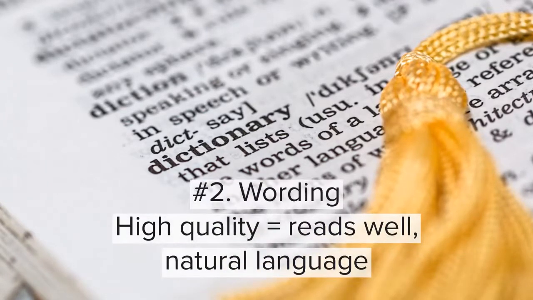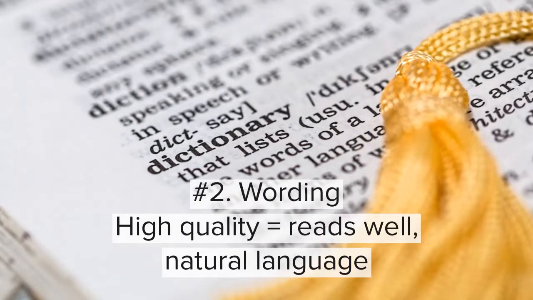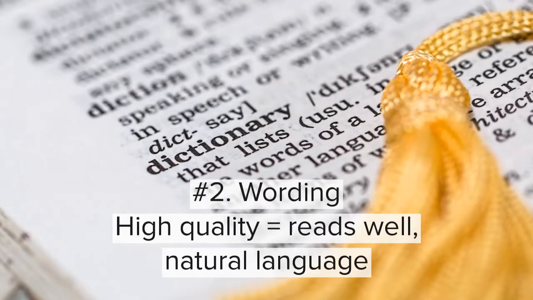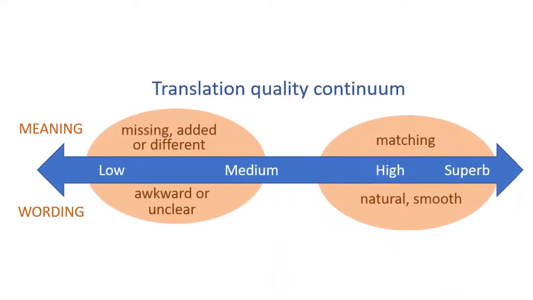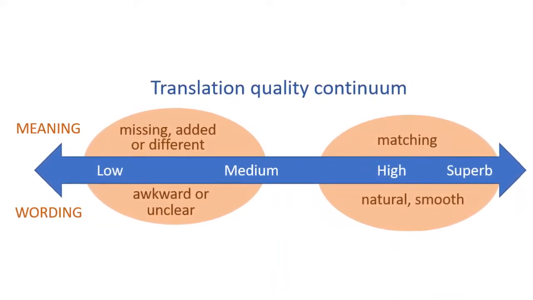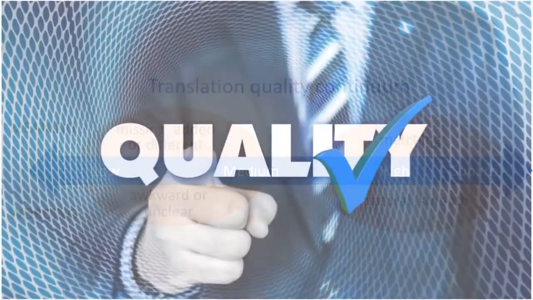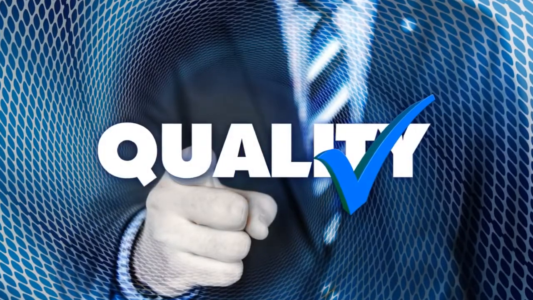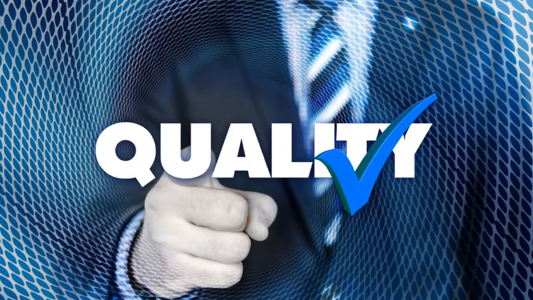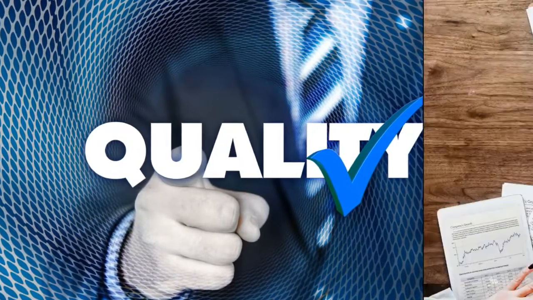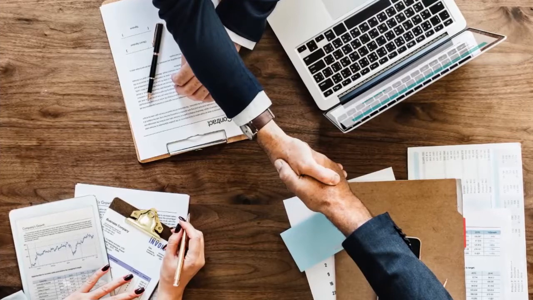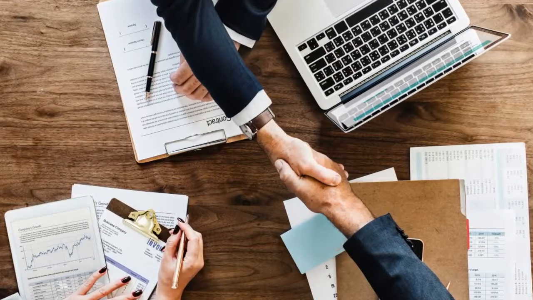For wording, a high-quality translation will read well, using natural language. In fact, the reader may not realize it's a translation at all. Conversely, a translation with unnatural or unclear wording is of lesser quality. We can apply these criteria to our continuum and see the correlation. Now, the point here is you won't always need the highest quality. If you only need the gist of what a text says, then the occasional inaccurate meaning or awkward phrasing shouldn't matter too much. Conversely, you wouldn't want this for any of your business-critical or client-facing translations.